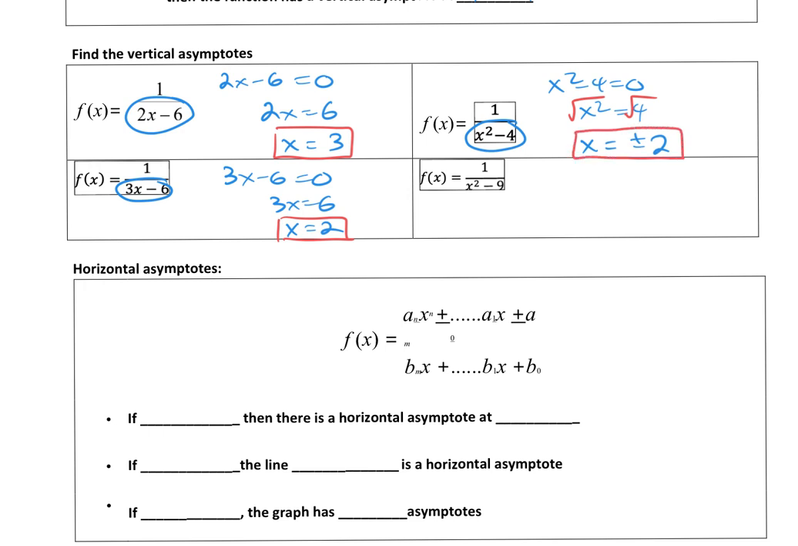All right, what I'd like for you to do is go ahead and try to identify the vertical asymptotes for the next example, 1 over x squared minus 9. Go ahead and answer that question, and then check back in to see how you did.